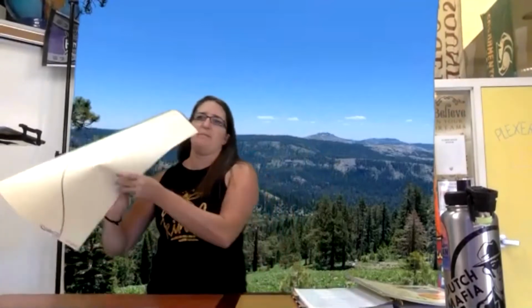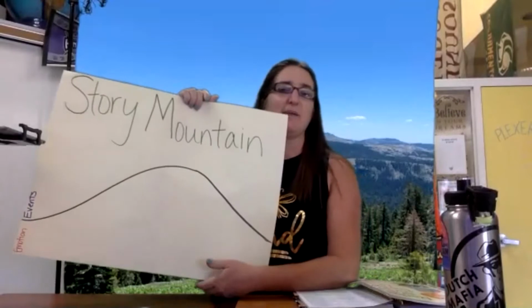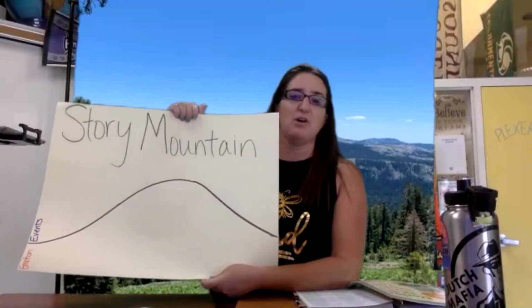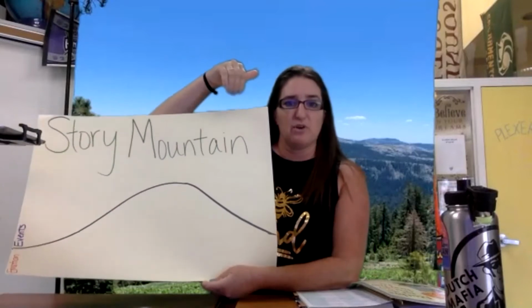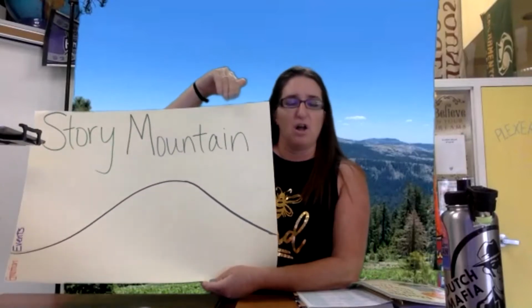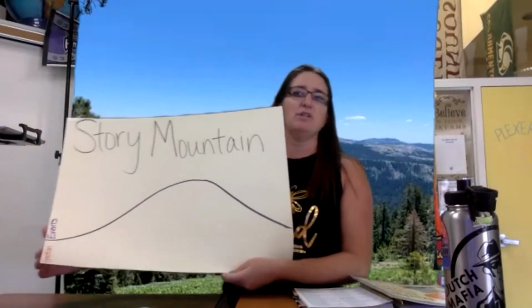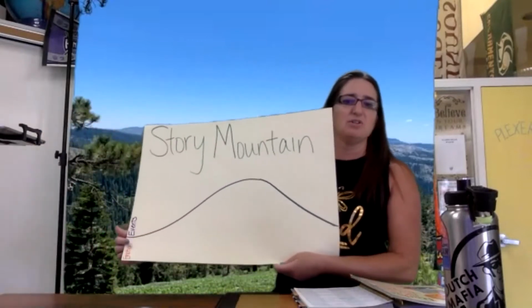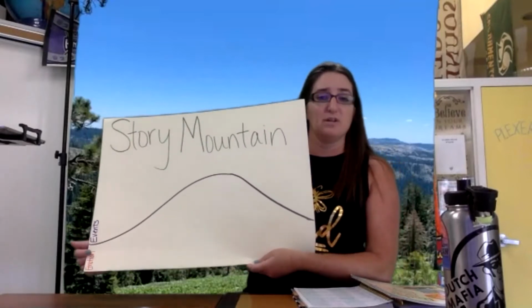All right, so for writing today, we're going to learn about a story mountain. Now, a story mountain is a type of graphic organizer that helps you plan out how you're going to write your story to make sure you're including all of the crucial parts of the story, including not only your events, but also the emotions your characters are feeling, your events and your emotions.